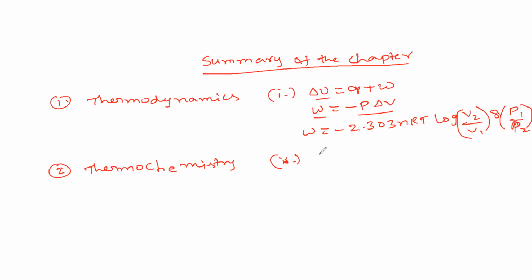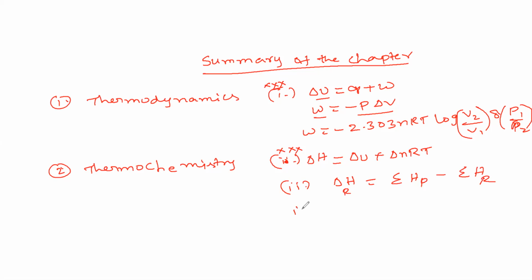In thermochemistry, what is important? First one, heat of reactions, that is delta H, how to calculate delta H, and delta H minus delta U. Delta H is equal to delta U plus delta nRT. This formula is most important. From this you will get the maximum number of questions. And also heat of reaction is equal to sigma of heat of formation of products minus sigma of heat of formation of reactants. And also if the bond enthalpies are given, delta H of the reaction is equal to sigma of bond enthalpies of reactants minus sigma of bond enthalpies of products.